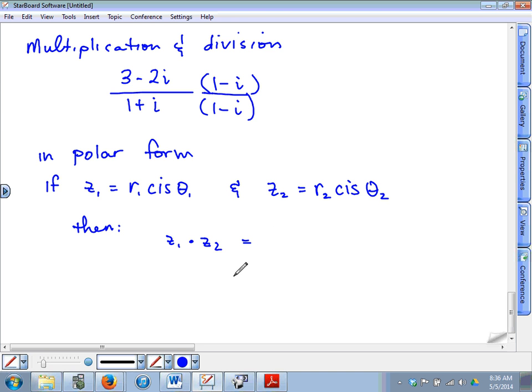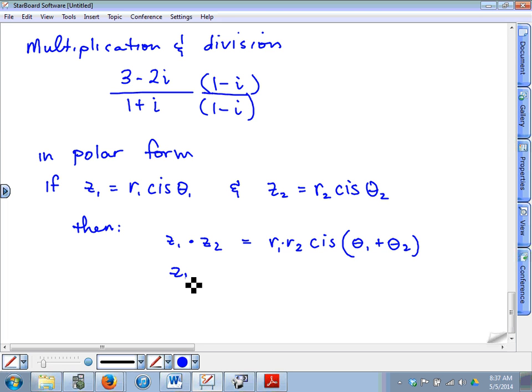if you're multiplying two complex numbers in polar form, you multiply the moduli, or their distances, so it's r1 times r2, and then you add the arguments, so you add the two angle measures. That's how you multiply two complex numbers when they're in polar form. Much easier to do than using the FOIL method, or much quicker to do.